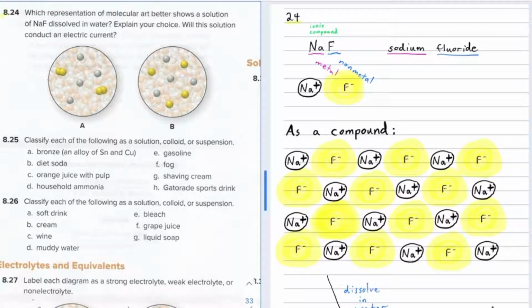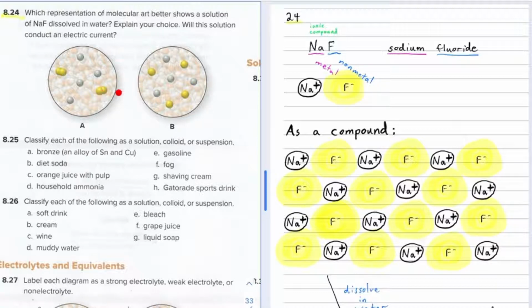Problem 24. Which representation of molecular art better shows a solution of NaF dissolved in water? Explain your choice. Will this solution conduct an electric current?